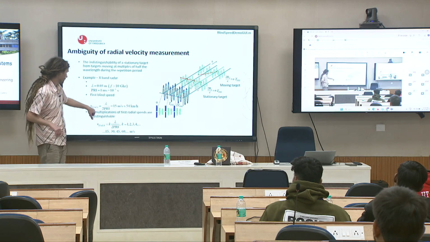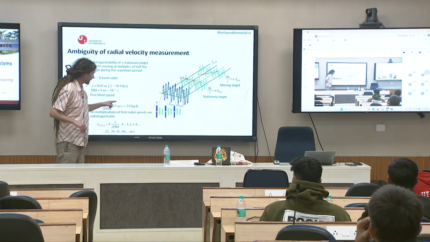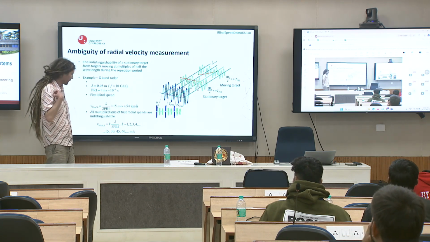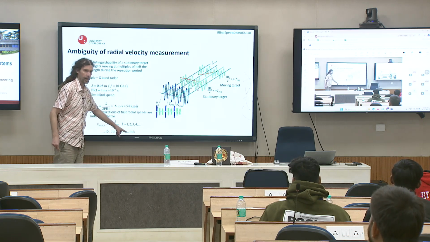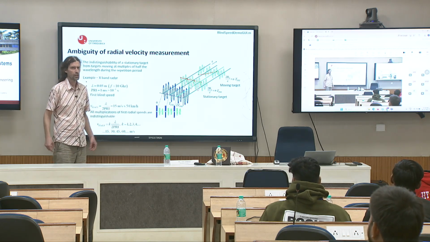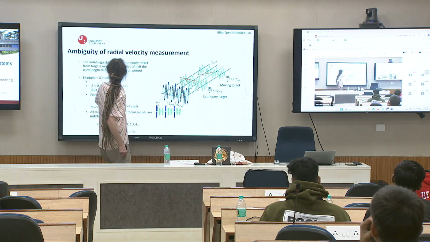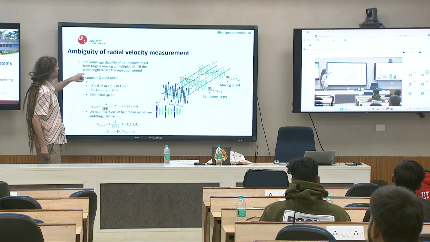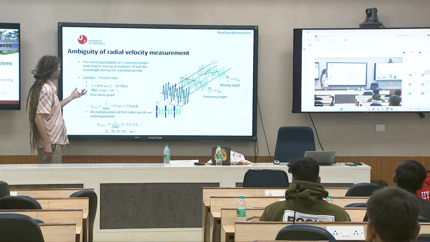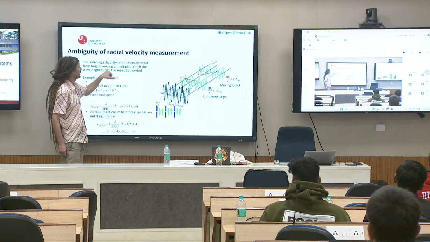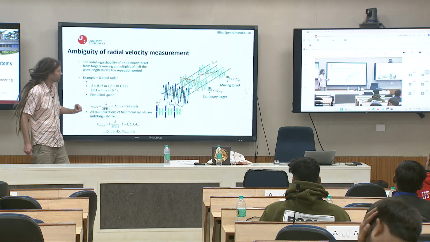So if I compute the speed of the target, and my target moves at double, triple speed and so on, for me it's the same. It depends on the wavelength. I can distinguish a stationary target from targets moving at multiples of half of the wavelength during the repetition period.